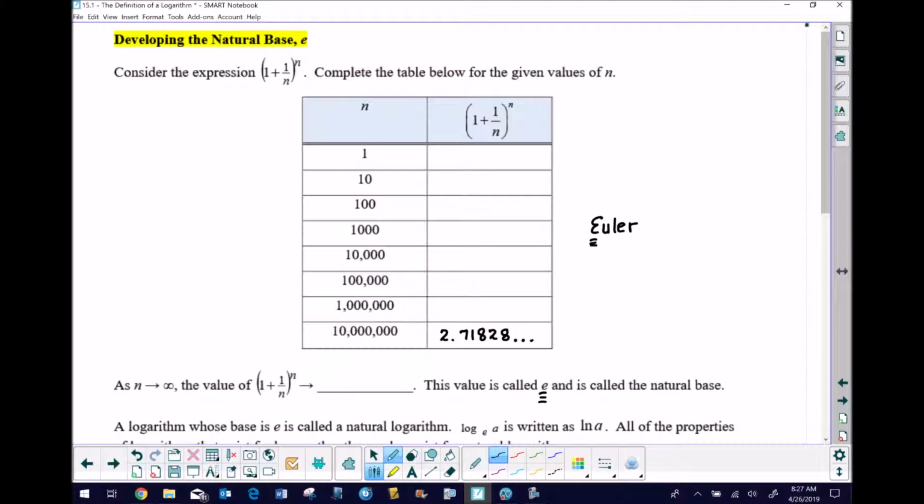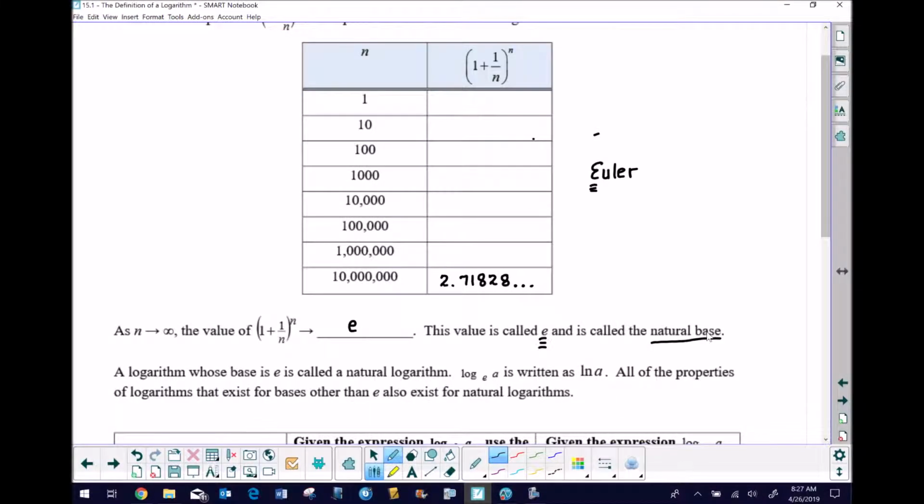Obviously, his name starts with the letter E, so that's how this particular number was coined, sometime after its discovery at least. And that's really what we have in this blank here. As n approaches infinity, the value of 1 plus 1 over n to the n will be this E. And it's got this very important role in mathematics as it is referred to as the natural base. We're going to talk about that even more so in some future videos.